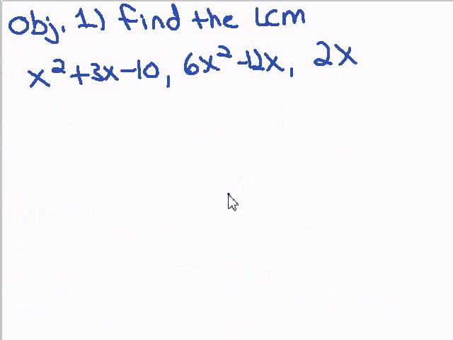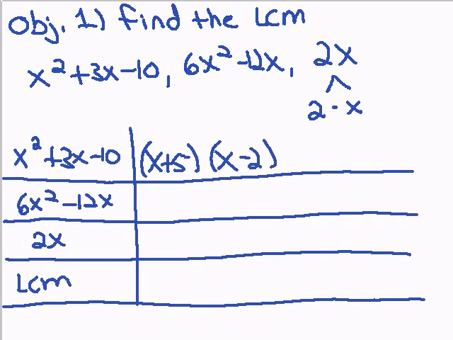Okay, go ahead and try to find the least common multiple of the following 3 algebraic expressions, using the previous example as your guide. As you get started, please note that the factors of 2x, I'll get you started on that, are 2 and x. Okay, I've got you started with factoring out just the first algebraic expression as x plus 5 and x minus 2. However, I wanted to take a moment to explain the factors of 6x squared minus 12x. Notice 6x squared minus 12x have a 6x in common, so you factor out the 6x and you get x minus 2.